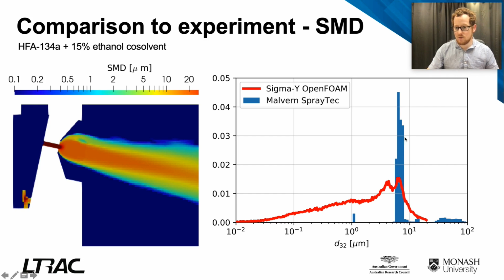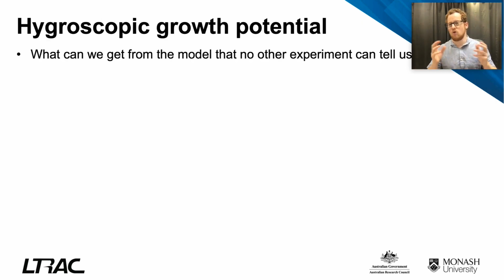But very promisingly, we can see that the peak here and the peak in the red do match up very well in terms of the size on the horizontal axis here. So that's really promising, and again, that's all really nice. But what can we get from this model that we couldn't get from a laboratory measurement?